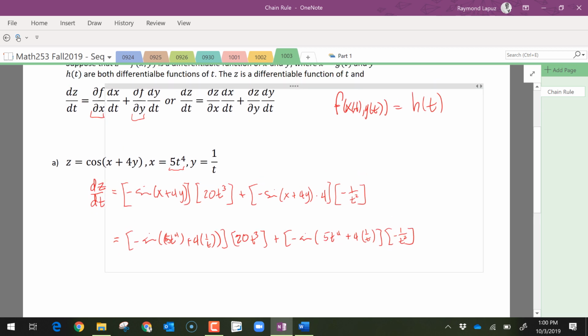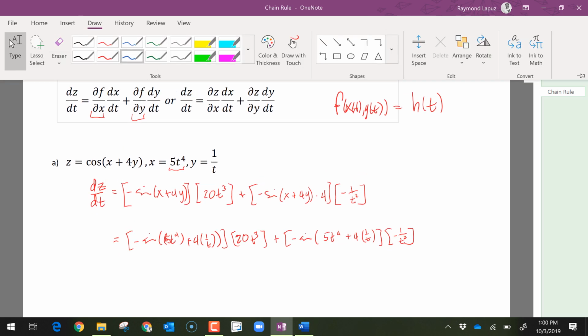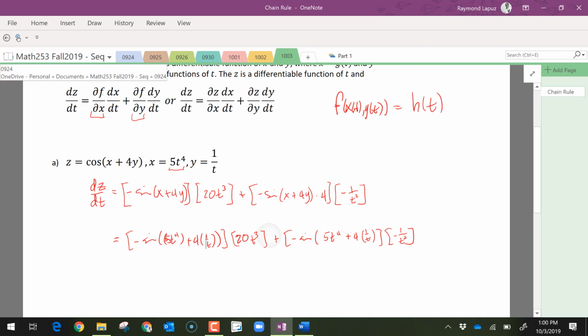Okay. So just to be clear about what these values are, we have the partial of f with respect to x, and this is dx dt, and partial of f with respect to y, and then dy dt. Okay, so those are those little components. Any questions? What does this mean?